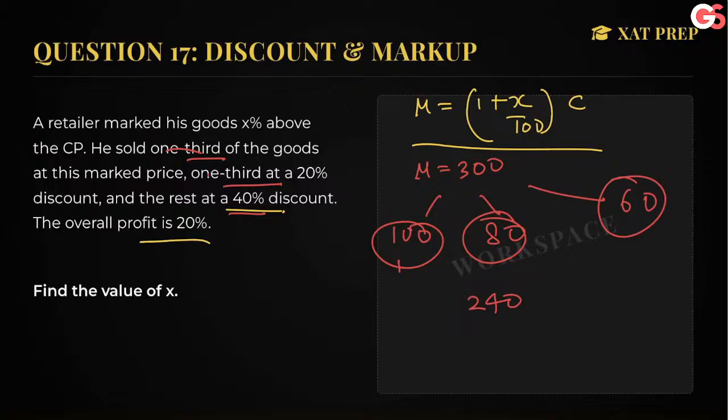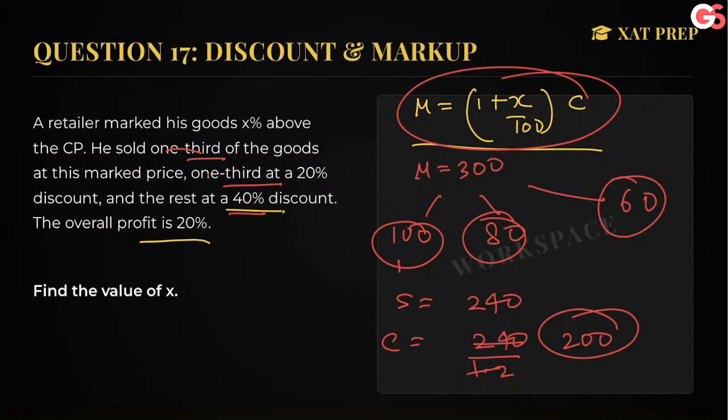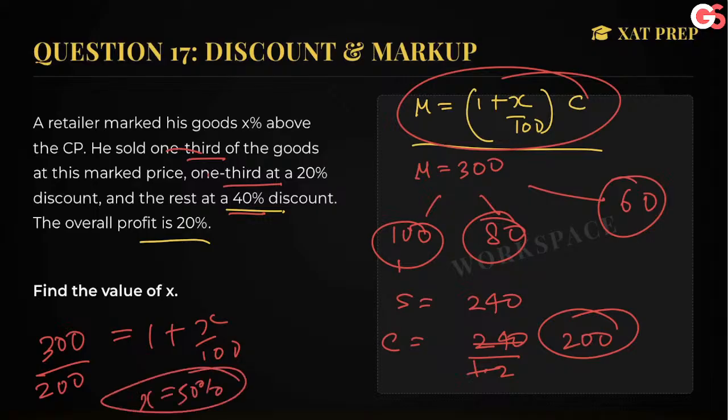So this is the selling price. So what will be the cost price? 240 upon 1.2, which gives you how much? 200. Cost price 200. Let's put it here and get the answer. So मैंने assume किया था mark price 300. So 300 upon 200 is equal to 1 plus x by 100. Is that clear? So the answer is 50. The value of x is 50. Is that cool? Is that clear? All of you? समझ में आ गया है?